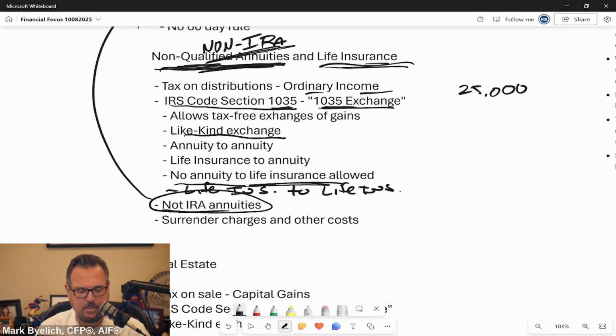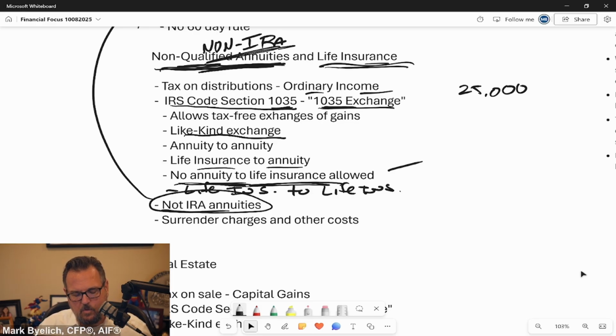Again, it has to be a like-kind exchange: annuity to annuity, life insurance to annuity. It cannot be annuity to life insurance. And again, let's put our logic hats on here. Distributions, or properly structured withdrawals, let me put it that way. Properly structured withdrawals from life insurance or death benefit proceeds from life insurance are tax-free.